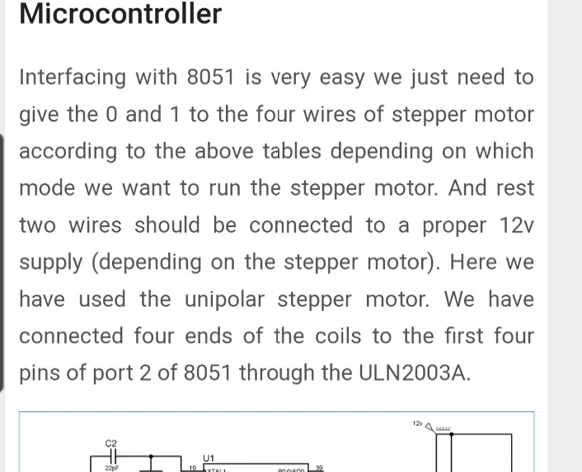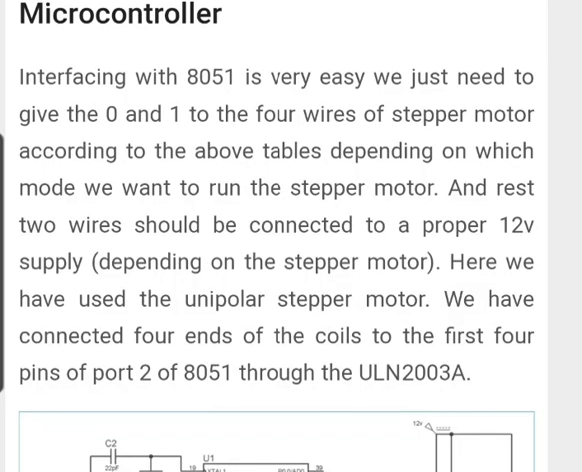Okay, this interfacing is very easy. Here we have to give just 0 and 1 to the 4 wires of the stepper motor. But how to give 0 and 1? It depends on which mode we want to run the stepper motor. And the rest of the wires should be connected to a proper 12 volt supply depending on the stepper motor.